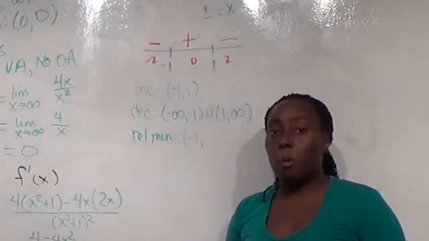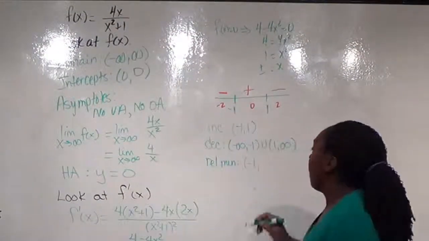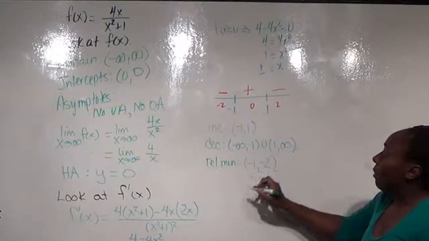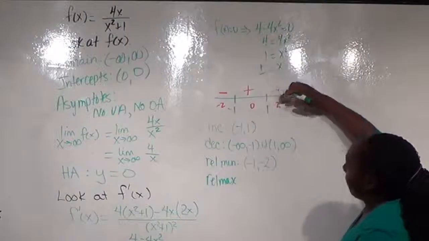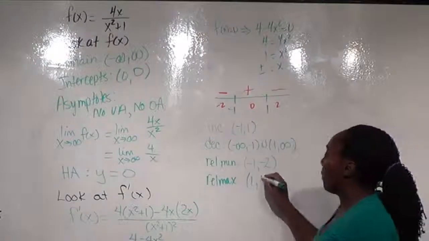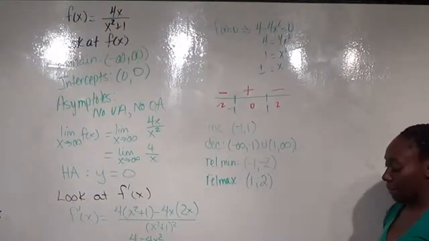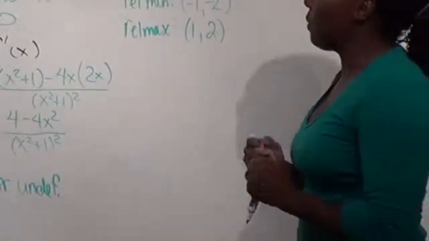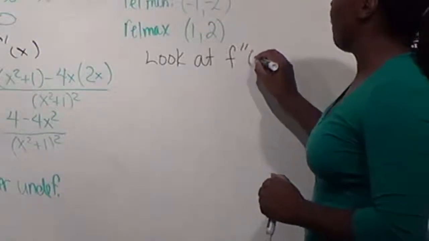Again, here we want our ordered pairs, so I'm going to take -1 and plug it back into the original function, and we can see when we do that we get -2. For relative max, we can see that it's increasing and then decreasing at x equals 1. Again, plugging that back into the original function will give me a value of 2. Okay. So now that we've gotten the information for f prime, we want to look at f double prime.